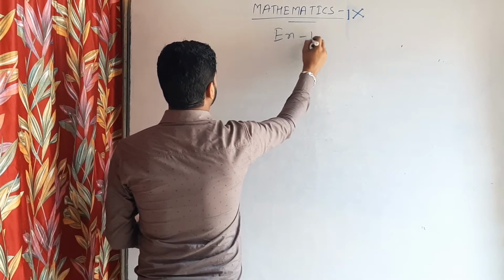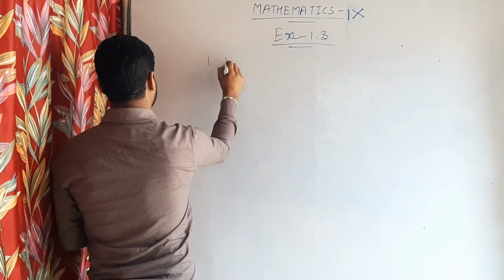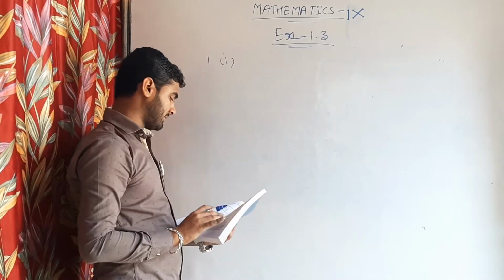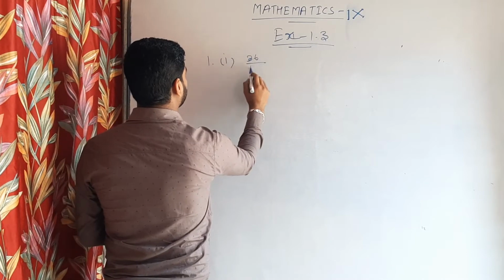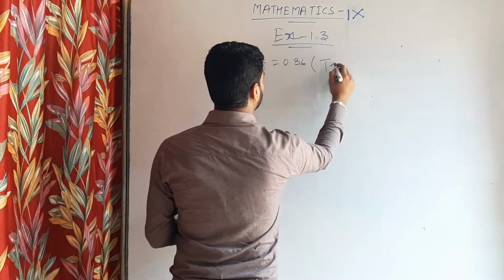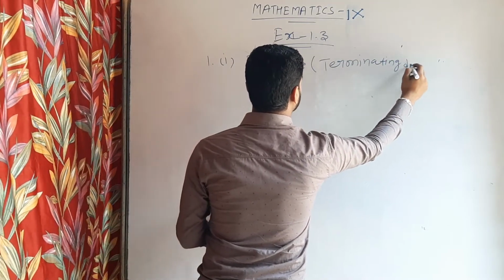Exercise 1.3. Question number 1: Write the following in decimal form and say what kind of decimal expansion each has. First, 36 by 100. So we write 0.36. So it is a terminating decimal.